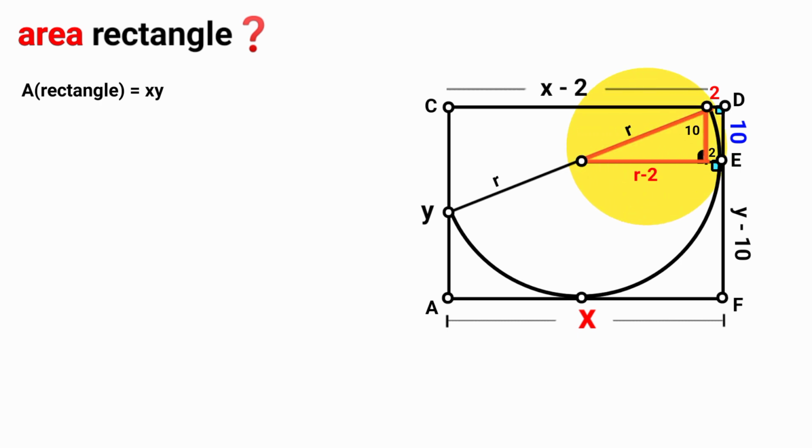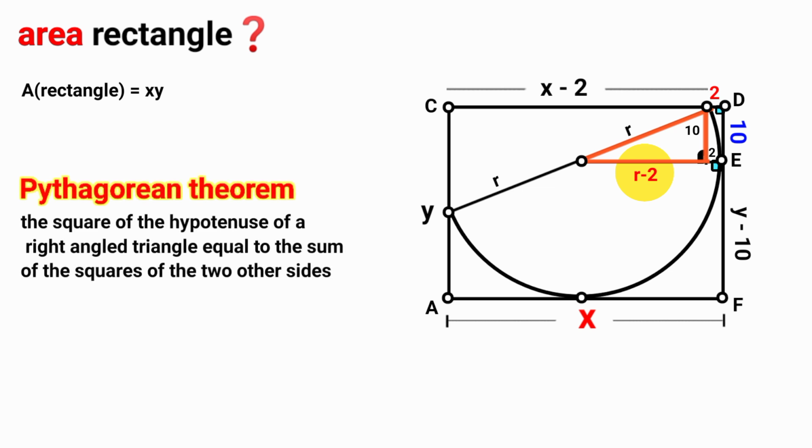Now look at this triangle. It is a right angle triangle, and we have the length of this side to be 10. This is r, and this side is r minus 2. If we use the Pythagorean theorem, which states that the square of the length of the hypotenuse of a right angle triangle is equal to the sum of the squares of the two other sides, the square of this hypotenuse, which is r, must be equal to the square of this r minus 2 and this 10.